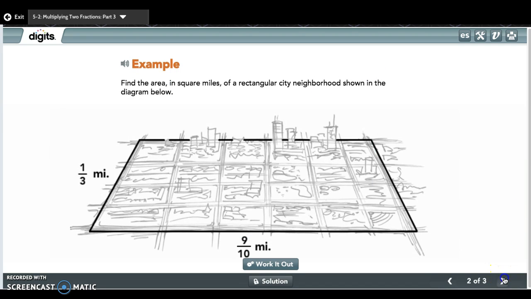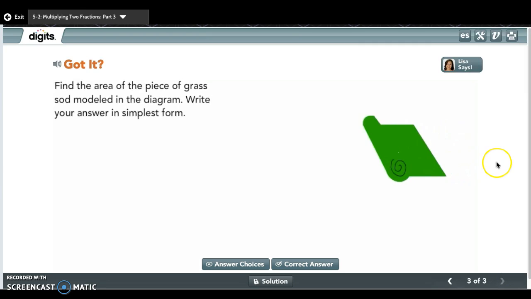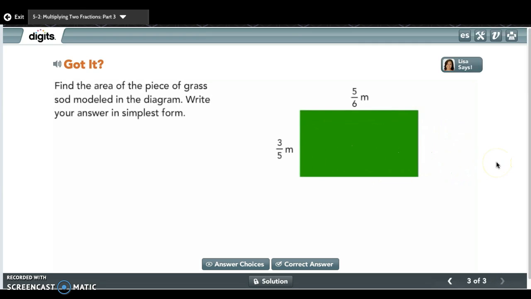All right. In your companion book, you have this. Find the area of the piece of grass sod modeled in the diagram. Write your answer in simplest form.